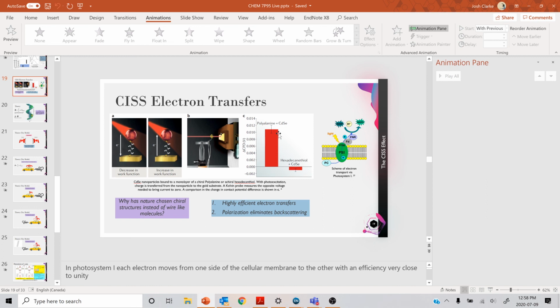I'm not sure. They did use the polyalanine here, like polymer, but I'm not sure if there's been further investigations into these chiral conducting polymers.